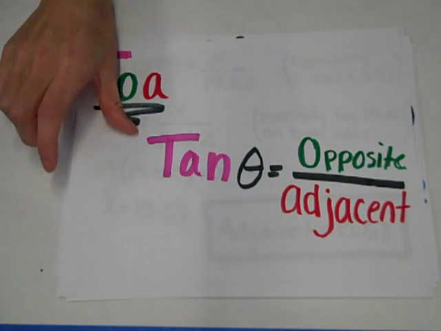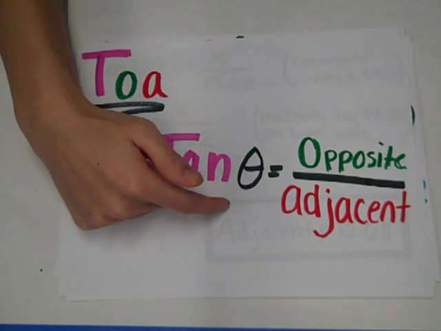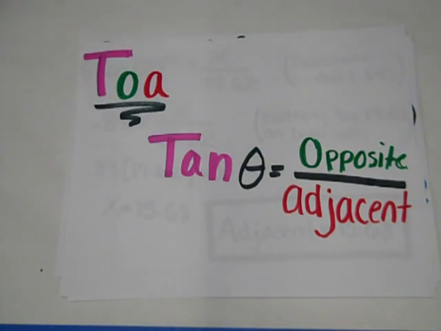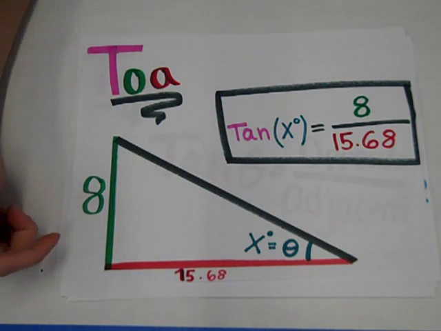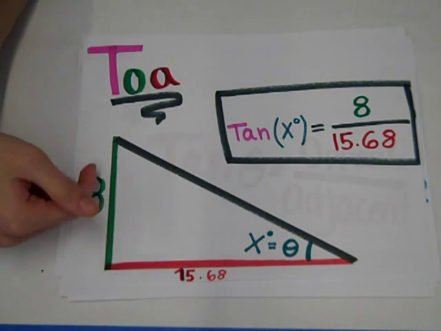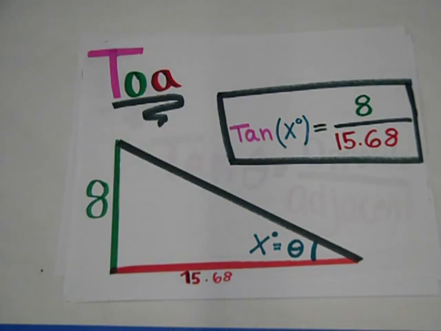Now we will talk about the TOA part of SOHCAHTOA. TOA equals tan of theta equals opposite over adjacent. Now in this example, we have the adjacent and the opposite sides. We are missing the angle. Since it is the same triangle, we should come up with the angle to be around 27 degrees.